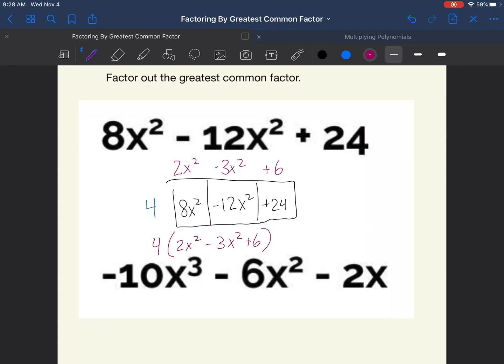And actually I have a feeling this may have been a typo here, but we can combine these, right? Those are like terms. So I can simplify this a little more and write it as 4 times, let's see, 2x squared minus 3x squared is negative x squared plus 6.